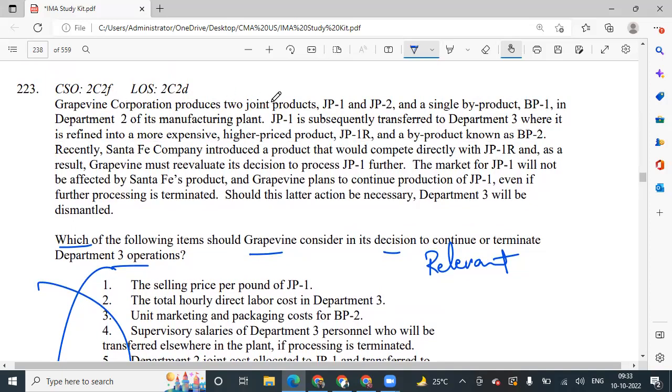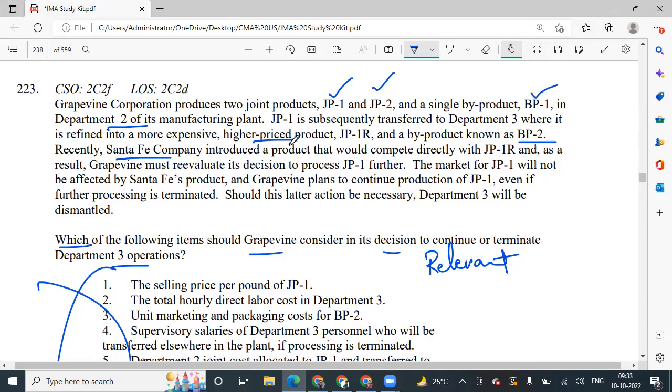Grapevine Corporation produces two joint products, JP1 and JP2, and a single byproduct, BP1, in Department 2 of its manufacturing plant. JP1 is subsequently transferred to Department 3, where it is refined into a more expensive, higher priced product, JP1R. They'll also get a byproduct there, BP2, which is byproduct 2. And this is joint product 1 refined.